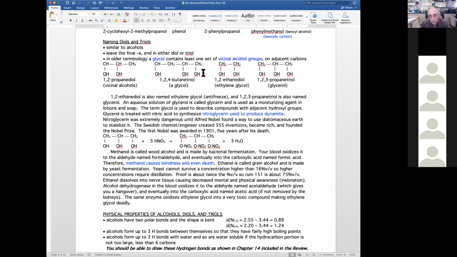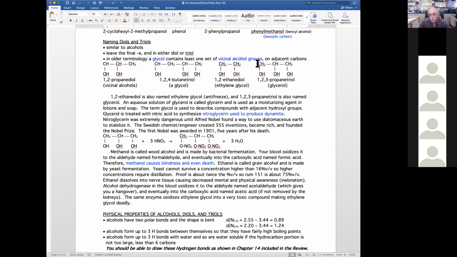And then we have ethane, and it's a diol, and it's 1,2. The common name for this is the ethylene group, and it's a glycol. So ethylene glycol is what they put into radiator fluid. Okay, so that's used in antifreeze.